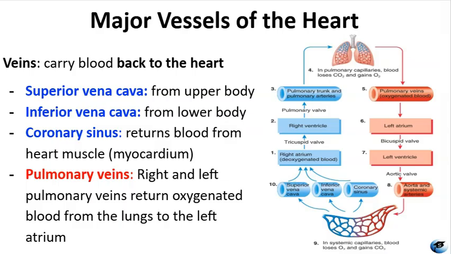Coronary sinus is a little bit different. It's the vein that collects deoxygenated blood from the heart muscle itself, or the myocardium. It drains it into the right atrium. And then finally, the pulmonary veins are also a bit special because they carry oxygenated blood from the lungs back to the left atrium. And there are right and left pulmonary veins on each side. Together, all of the veins complete the circulatory loop by returning blood to the heart. And then from there, it is going to be ready to be sent back to the lungs or the body again.